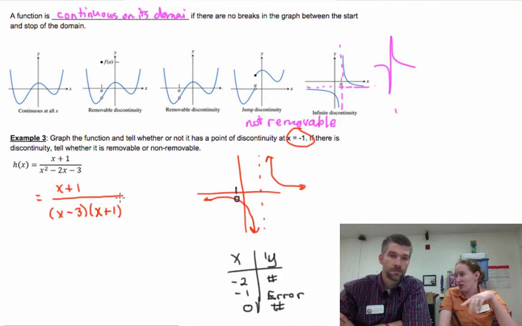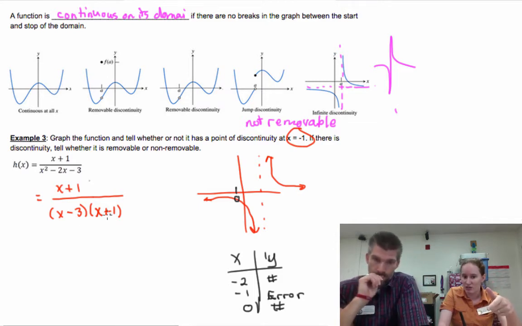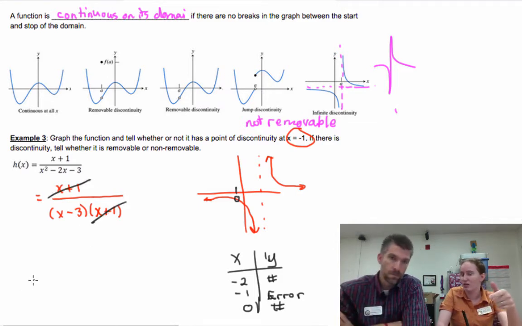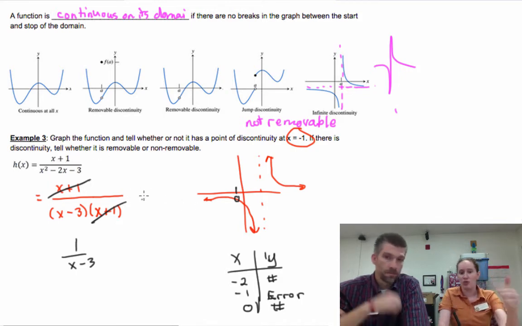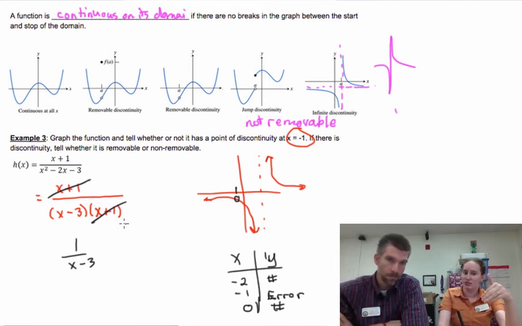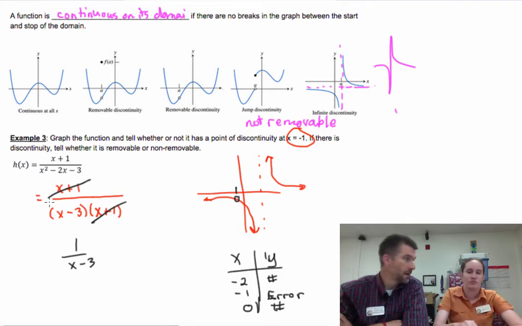Now let me throw this out here. The reason that we get removable discontinuities like a hole is because if you factor the bottom, you can cancel out the issue. That gives us 1 over x minus 3. This right here without that hole is the graph of 1 over x minus 3, but just because I could cancel it out doesn't mean that I don't still have that original issue. So a removable discontinuity is when you cancel stuff out. A non-removable is the things left over.